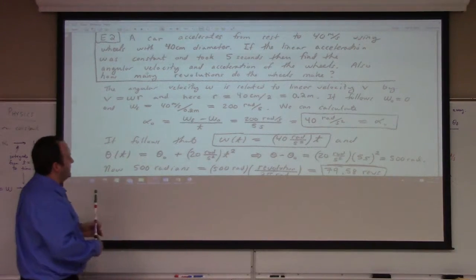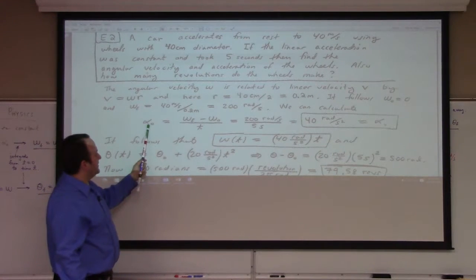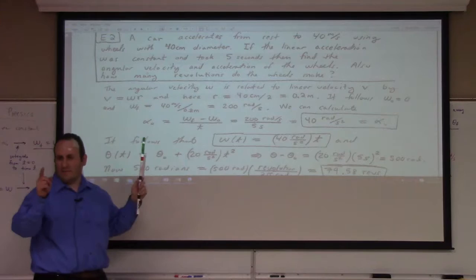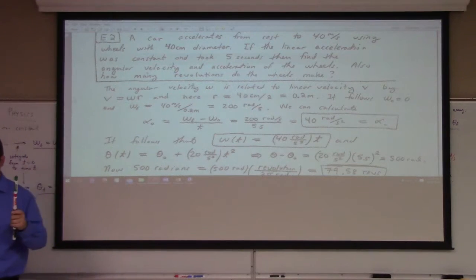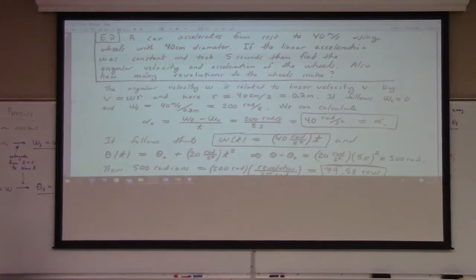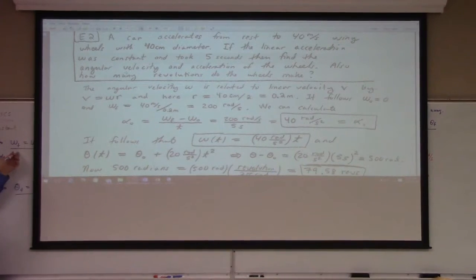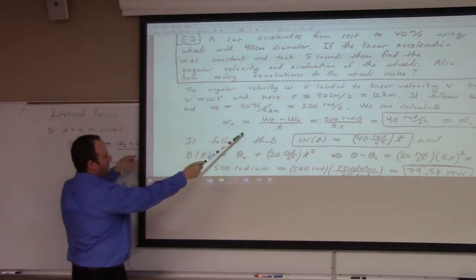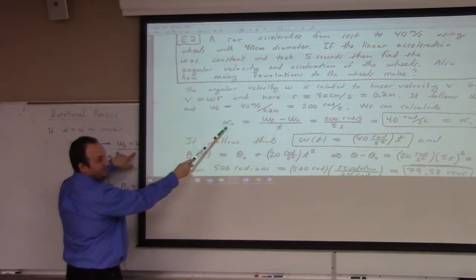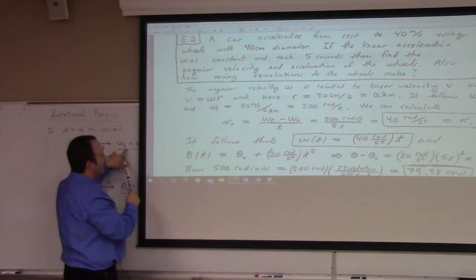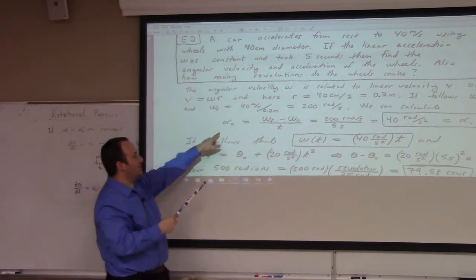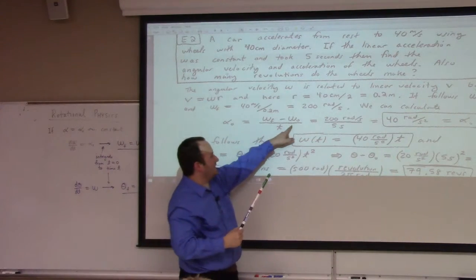And from that, I can calculate the angular acceleration because it's the final minus the initial divided by time. I've written that here. If you solve this for alpha, you get that. Instead of omega f equals omega naught plus alpha t, if you solve that for alpha, you get alpha is equal to omega f minus omega naught over t.